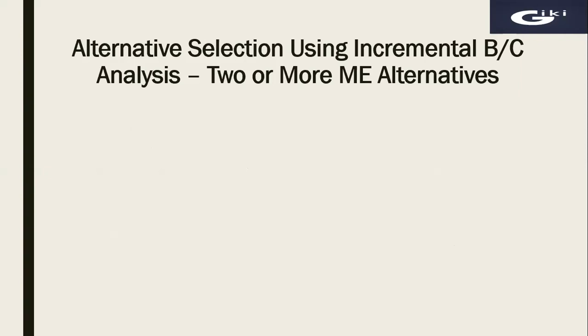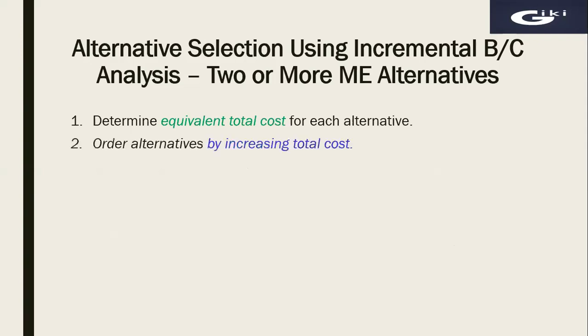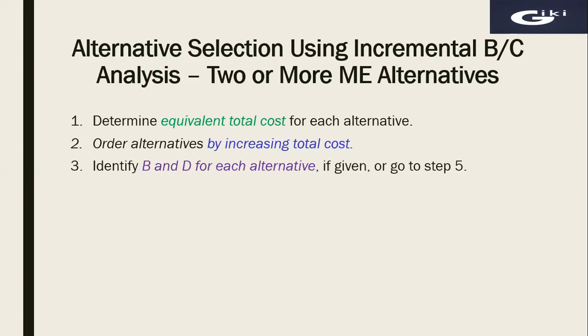Now, alternative selection using incremental benefit cost analysis for two or more alternatives. Here are a few guidelines. First of all, we need to determine equivalent total cost for each alternative, because we need to order alternatives on the basis of equivalent total cost rather than initial investment. So after calculating equivalent total cost, we need to order alternatives by increasing total cost. Then we need to identify benefits and disbenefits for each alternative, if given, otherwise we'll go to step 5.